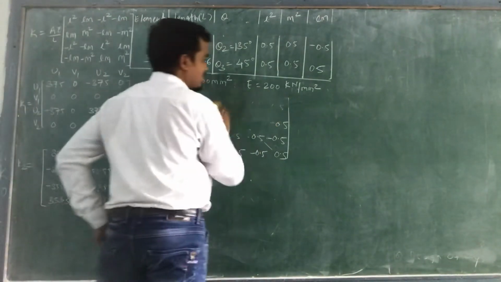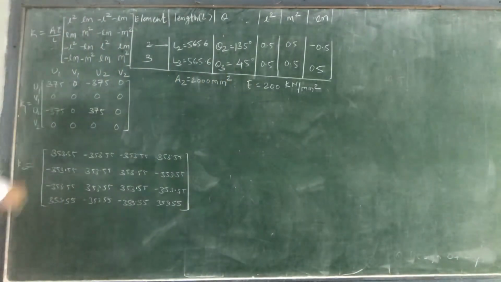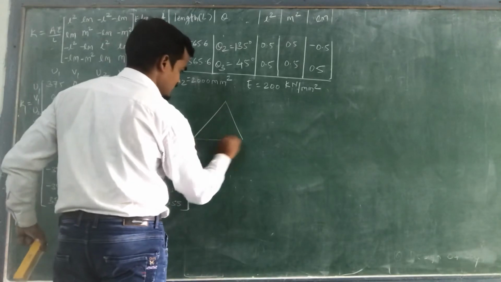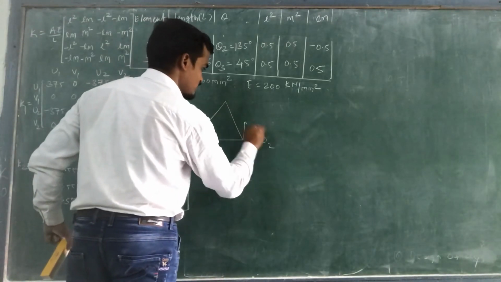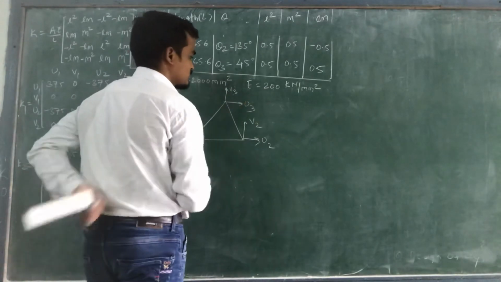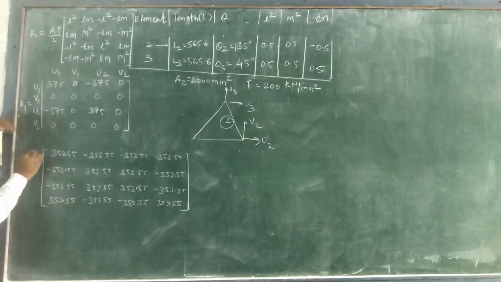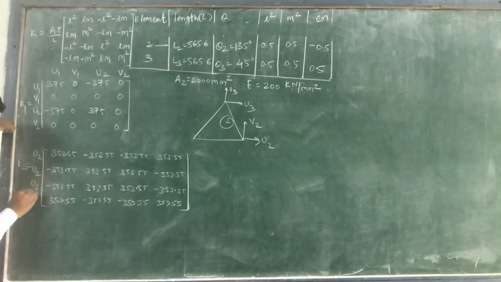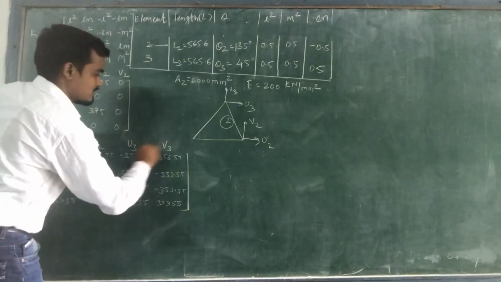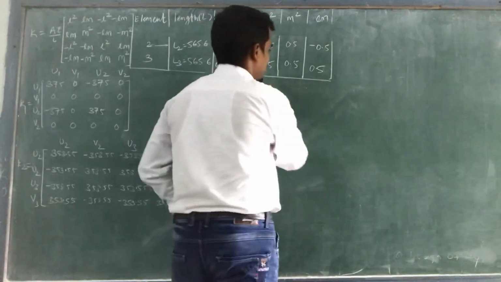Now write down the connectivity for this matrix also. This is your U2, V2, U3, and V3. The second element is in between node 2 and node 3, so the connectivity will be U2, V2, U3, V3. So in this way, you will get the second elemental stiffness matrix.